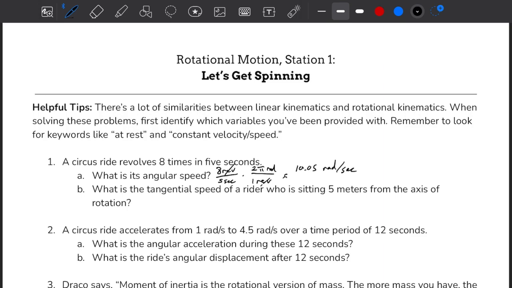What is the tangential speed of the rider who's sitting 5 meters from the axis of rotation? When we have angular velocity, if we multiply by the radius, we get the tangential velocity, the tangential speed. So 10.05 radians per second times 5 meters should be 50.25 meters per second.